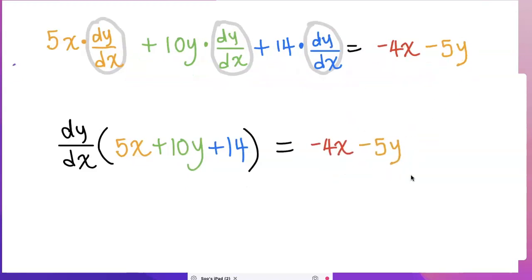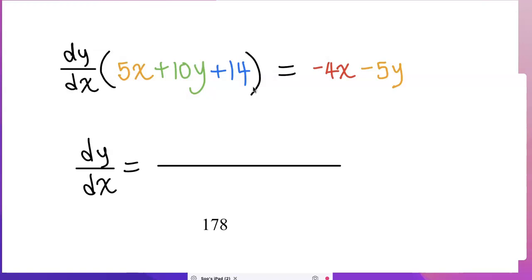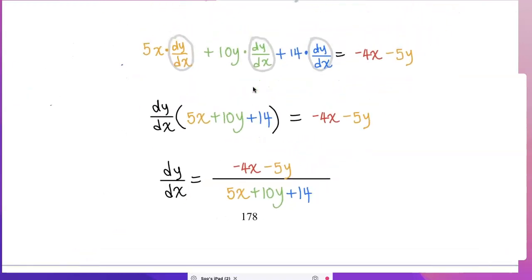Now, we're one step away. dy/dx is currently being multiplied by this colorful parenthesis, so we're going to divide both sides by 5x plus 10y plus 14. So here's your final answer: dy/dx is equal to, on top of the fraction, you keep the original right side of the equal sign, and in the bottom of the fraction, you divide by this. And that's how you differentiate implicitly.